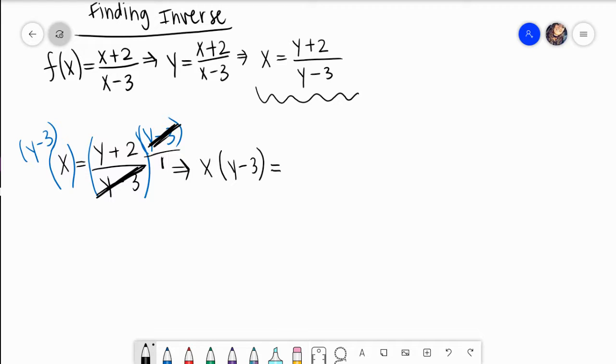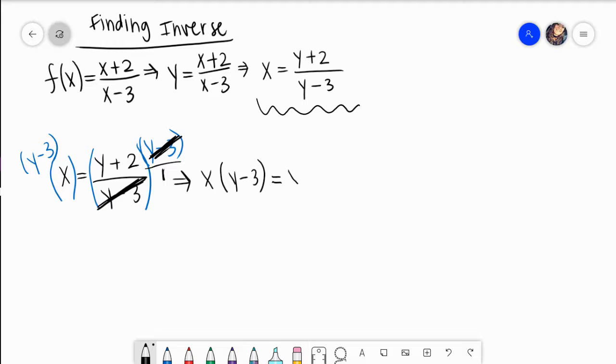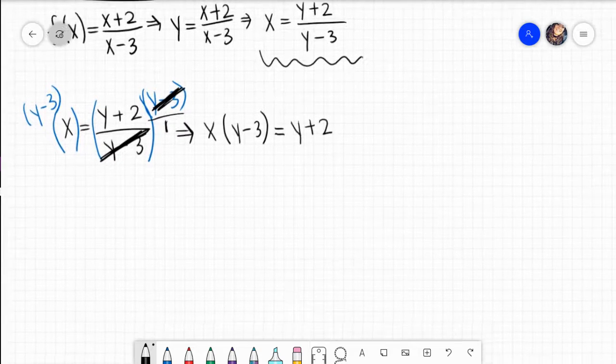So what I have here on the right-hand side now is just y plus 2, which is great. I no longer have that fraction. Now the only issue that I run into is the fact that I've got a y on the right-hand side and I've got a y on the left-hand side, and on the left-hand side it's inside of parentheses. So that's definitely not going to help me at this moment to solve for just my y.